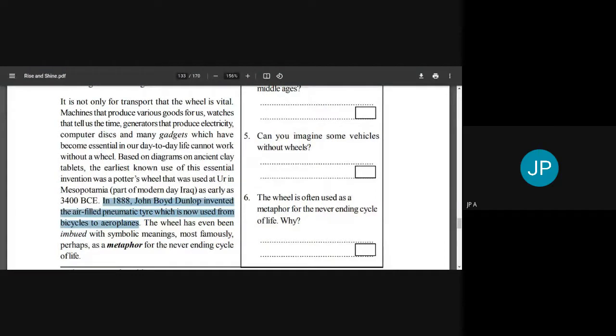So it was named after that person who first discovered these kinds of tires. What is the benefit of these kinds of tires? They have lesser friction and faster movement and longer life.